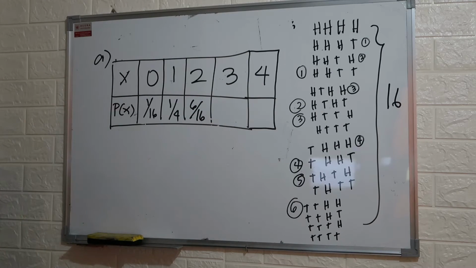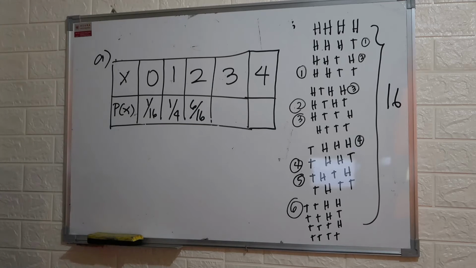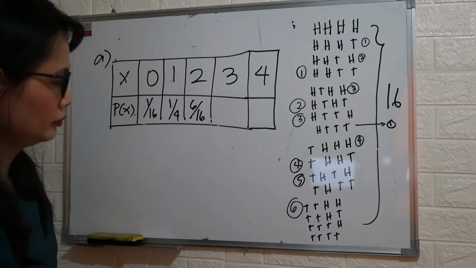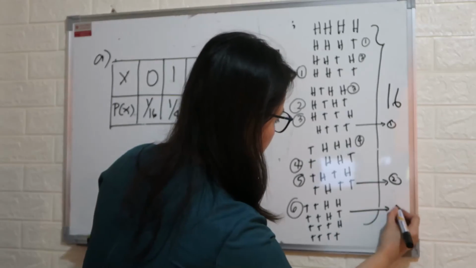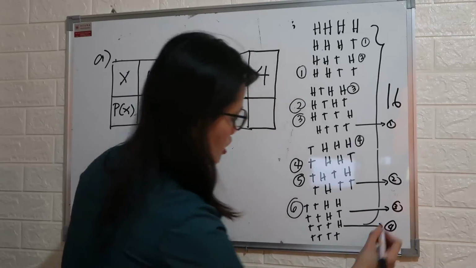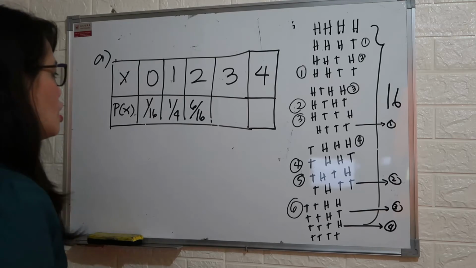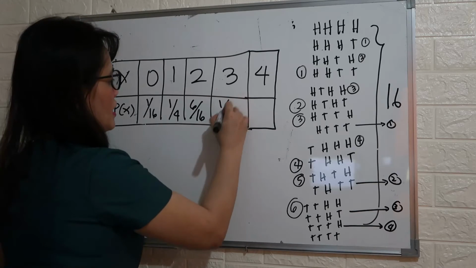Next. What's next? What is the probability of getting 3 tails? 3 tails. 1, 2, 3, 4. Is it 4? Can you please double check? Okay, 4. 4/16. So what is 4/16? 1/4. Okay, 1/4.